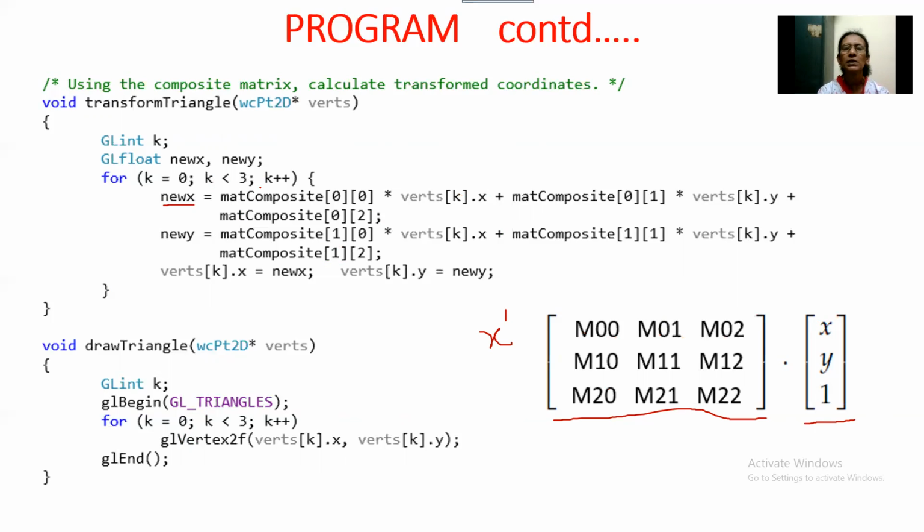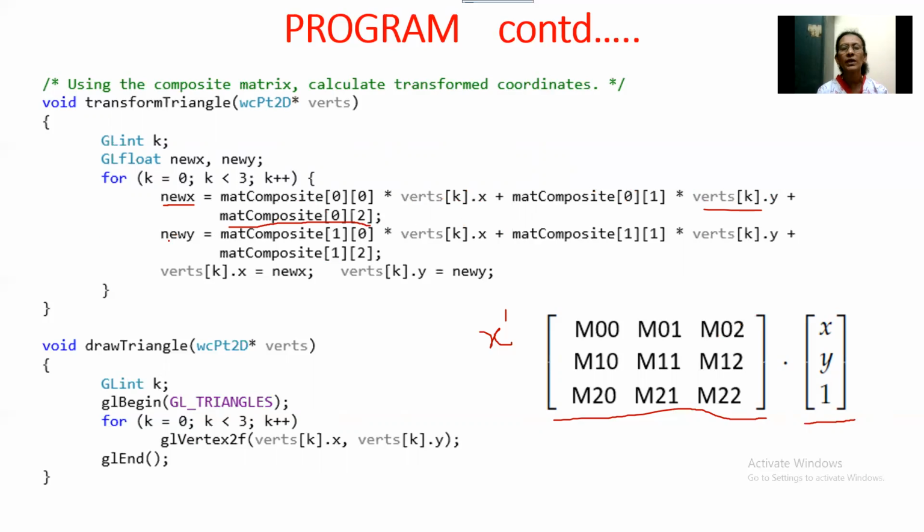So that is mat composite 0, 0 into, how do I get x? It is vertices of k dot x. So that is the x coordinate. In the same way, mat composite 0, 1 into the y coordinate, plus mat composite 0, 2 into 1, that will give you the same thing. So we are not doing the full multiplication, we are doing this.